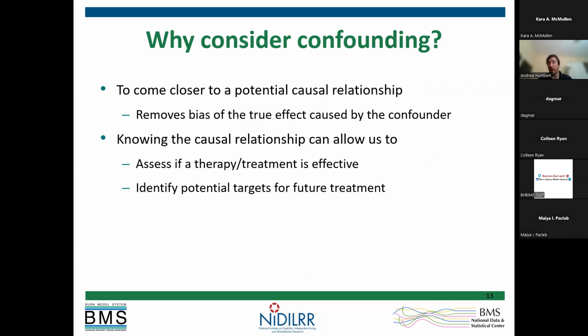So that's, again, what is a confounder? Again, not a textbook definition, but a little more formal than just talking about ice cream and sharks. So the next question is, why should we even consider confounding? Hopefully this is clear from the ice cream and shark attacks example, but essentially we want to come as close as possible to a potential causal relationship in our data, right?